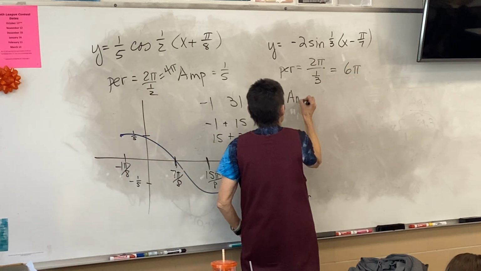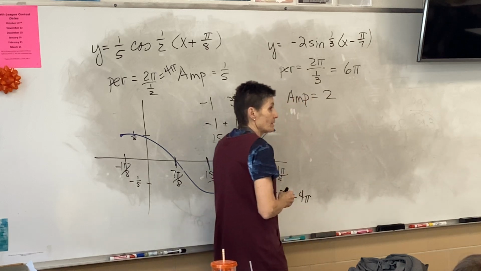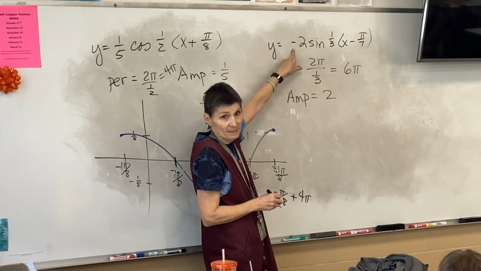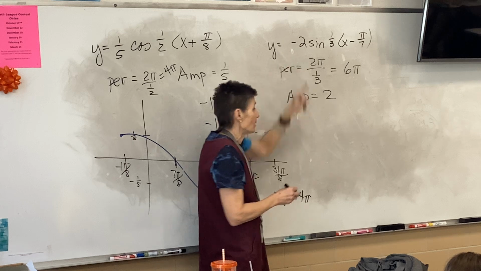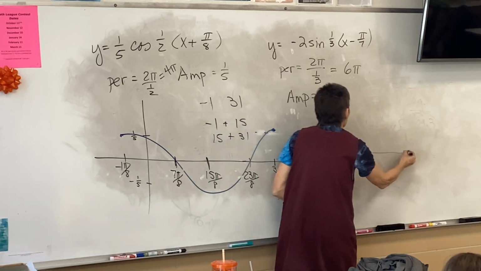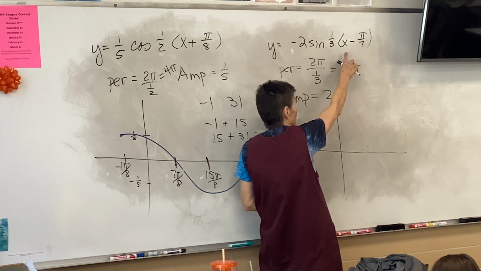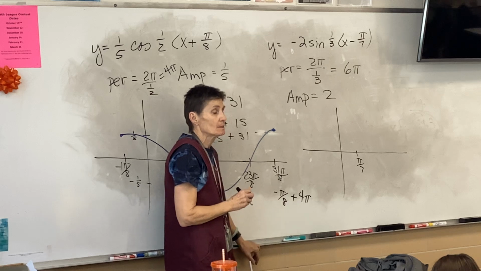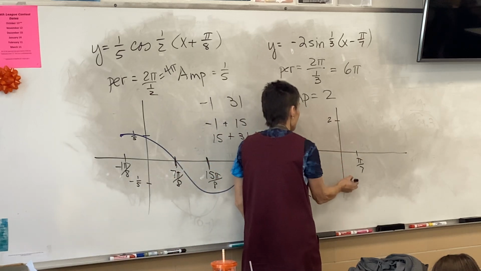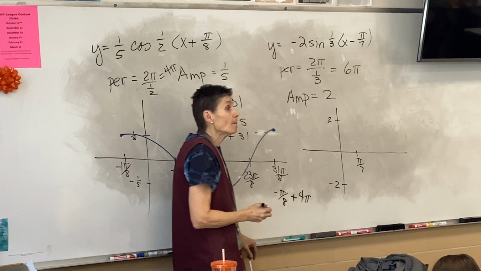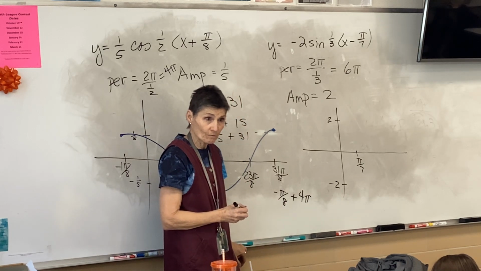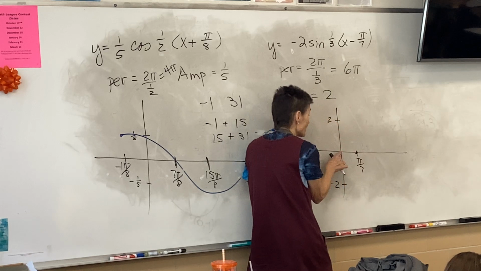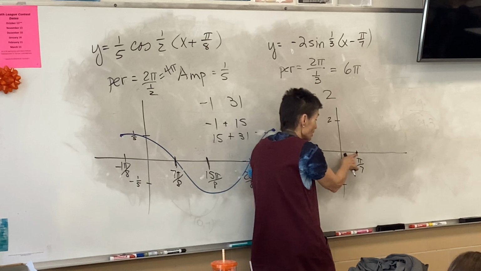Now what's my amplitude? 2. And the negative tells me that when I get around to drawing it, it's going to start from the bottom, upside down. It's starting at pi over 7. I have an upside down sine curve that starts at pi over 7. Now remember, sines normally start at the origin, so this just gets shifted over to here.